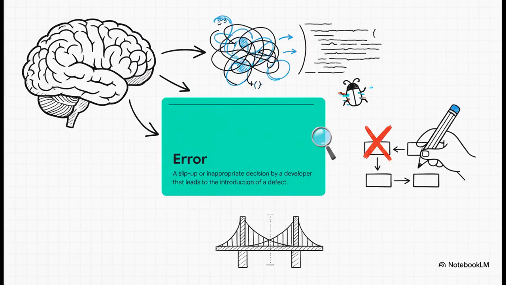And if we keep digging, where did that defect, that bug, come from? It all comes back to a human error. An error is just a mistake a person made. A developer typed something wrong. A designer misunderstood a requirement. It's that initial slip-up that plants the seed for a defect, which can later bloom into a full-blown failure.